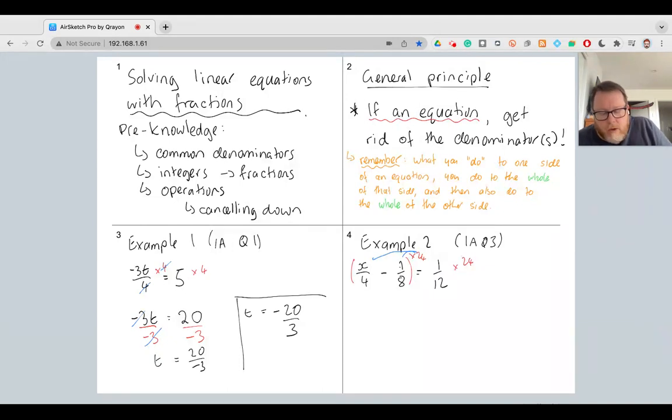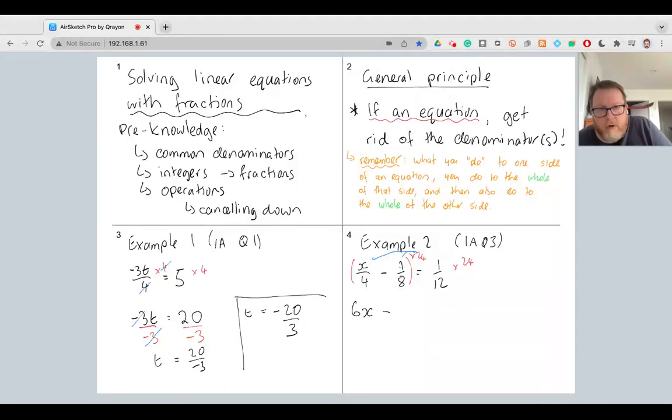If I multiply x over 4 by 24, then I will be able to go 4 goes into 24 6 times. So I'll be cancelling the 24 down to 6, which means that I'm left with 6. Oops, I'll just go back to black. I'll be left with 6x as my first term here.